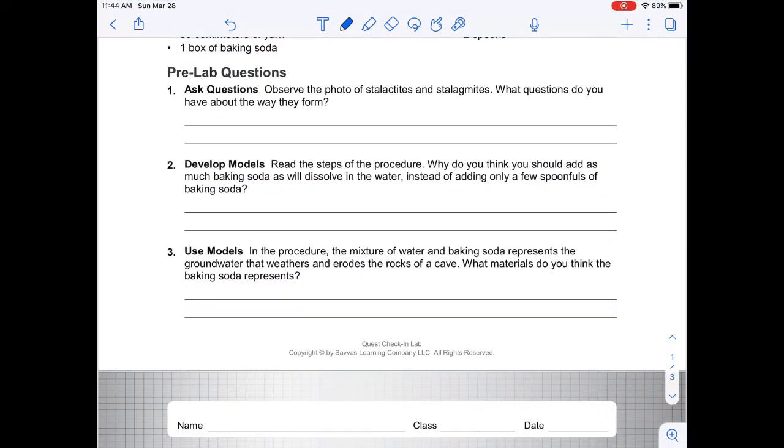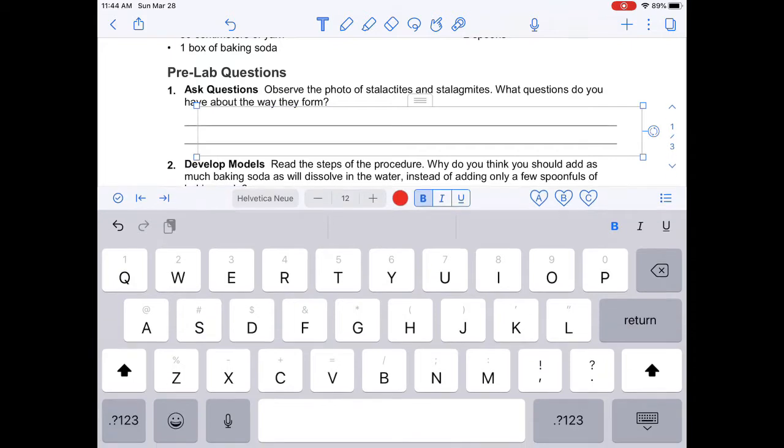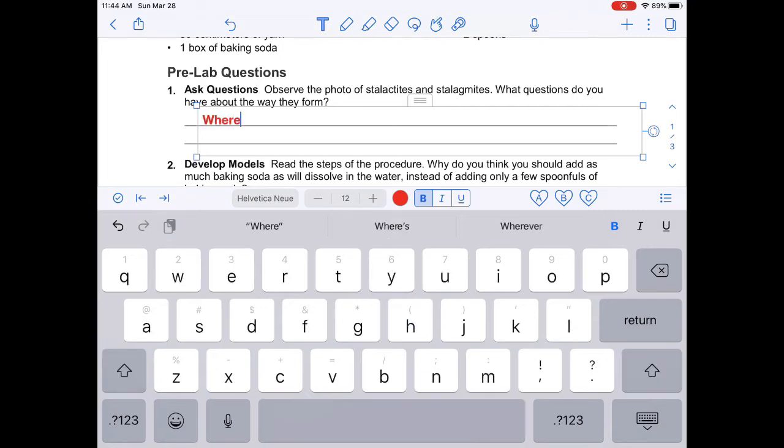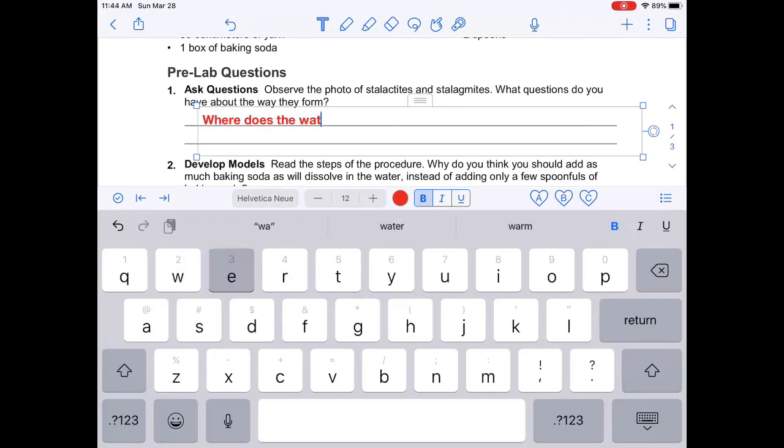It says, observe the photo of the stalactites and stalagmites. What questions do you have about the way they form? So I want you to come up with a few questions. I'll just give you an example of one question I have: where does the water come from that enters the cave?